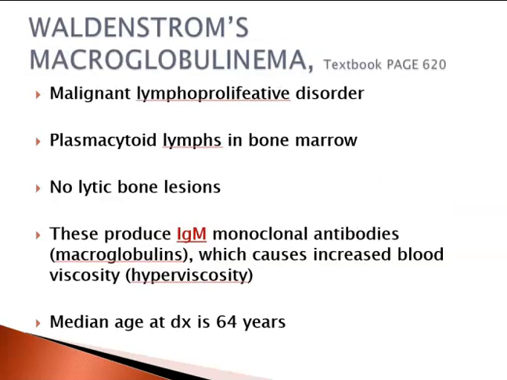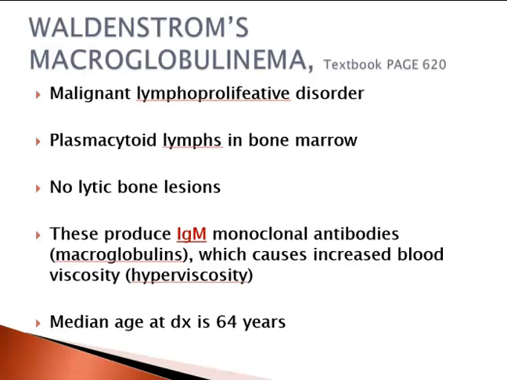The last disease that we're going to cover is Waldenstrom's macroglobulinemia. This is a type of non-Hodgkin's lymphoma. It's described as a malignant lymphoproliferative disorder. It's a disease characterized by uncontrolled production of lymphocytes. You will see what are called plasmacytoid lymphs in the bone marrow. These are cells that resemble or are derived from the plasma cells. You will have no lytic bone lesions like in multiple myeloma.